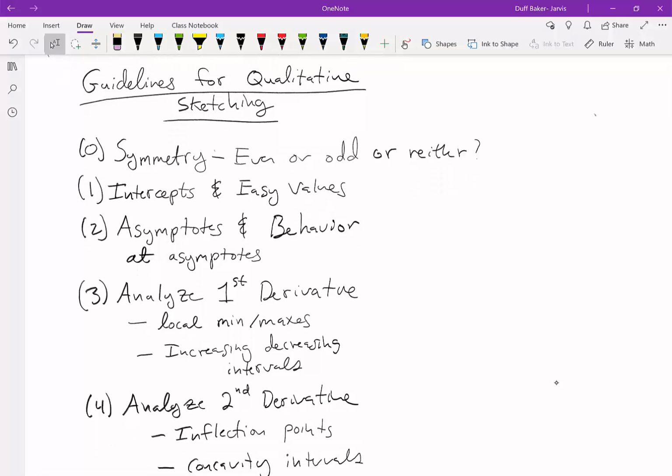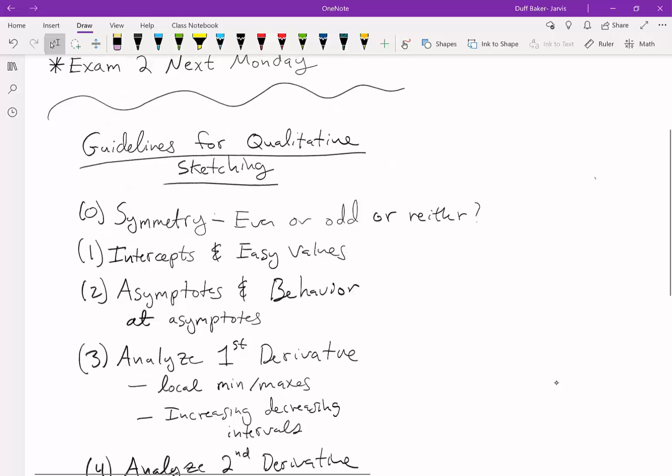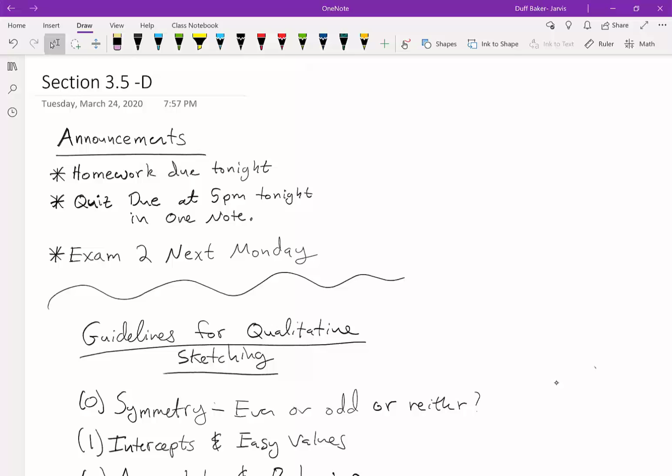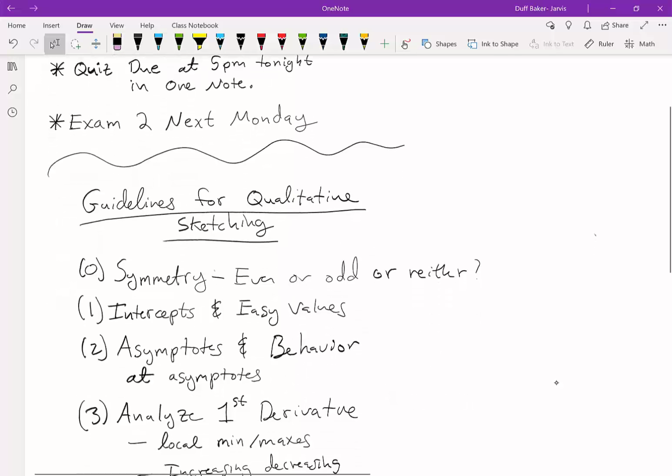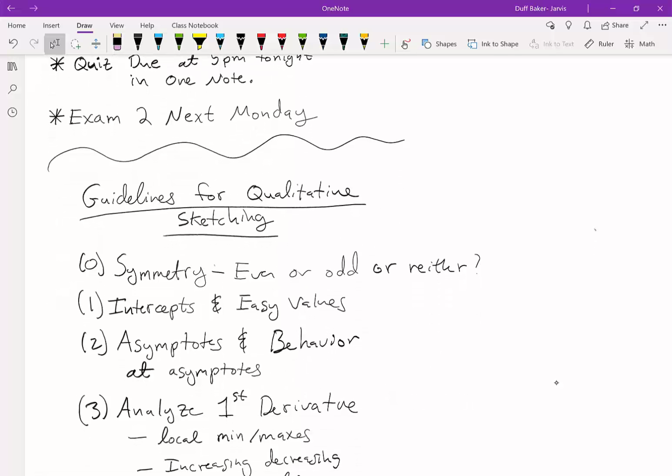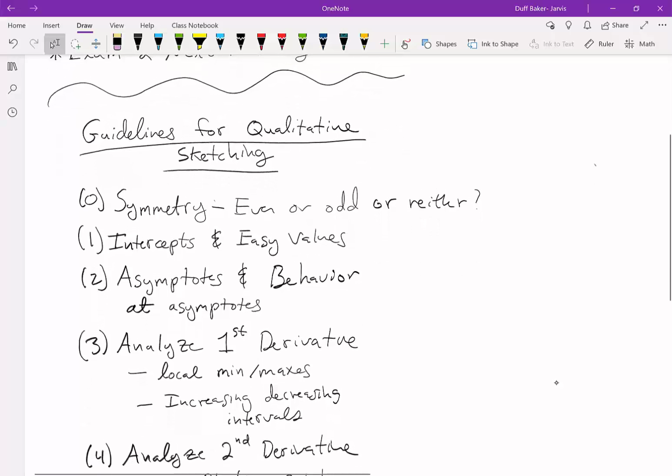Because really, today is what I consider one of the slightly tougher sections in the whole course. It's not that any individual part is hard, it's just that you're putting a whole lot of things together. What we're really talking about today is section 3.5, and also a little bit of 3.6. It's essentially the same thing, except you can use a calculator for 3.6. Really it is: given an equation of a function, how do you get a somewhat accurate or qualitatively correct sketch of the graph?